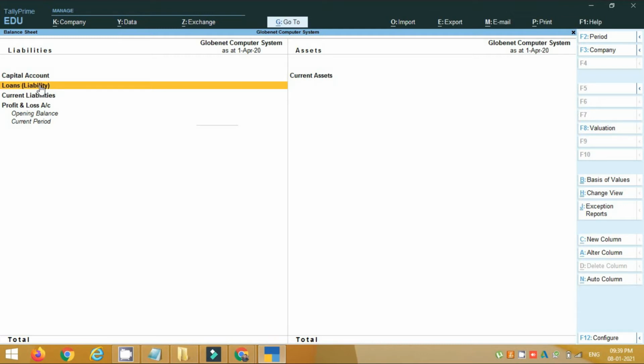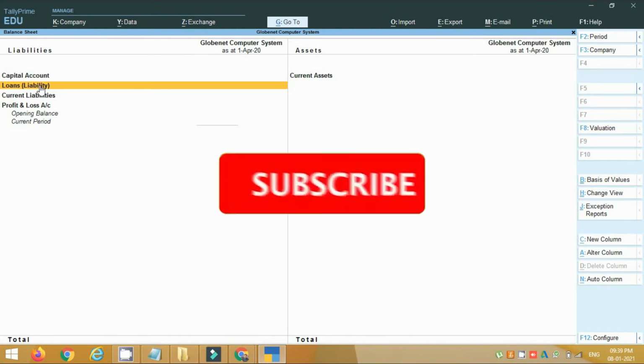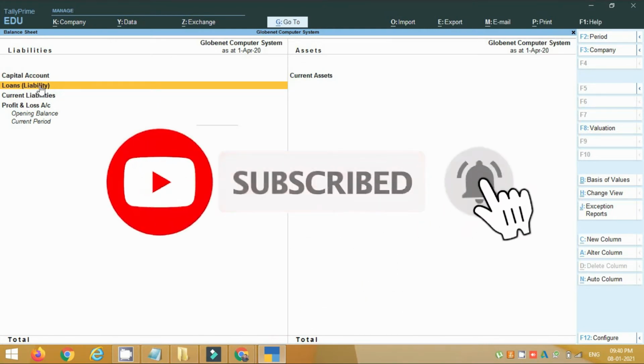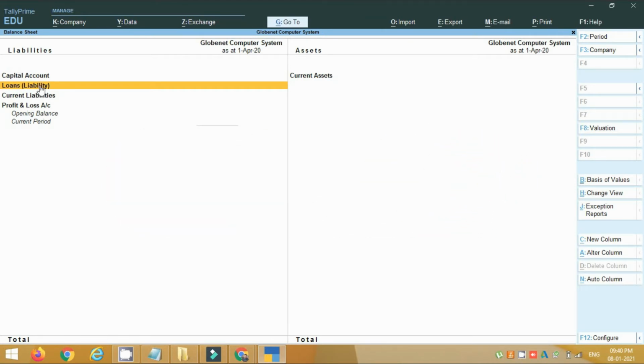Then we have current liabilities. Current liabilities are those liabilities which are normally settled within 1 year. For example, bills payable, sundry creditors, bank overdraft, etc. Then we have provisions. Provisions means an account is kept separate for a certain purpose, debited in the profit and loss account, and not paid in the current financial year. For example, provision for taxes, proposed dividend, etc.